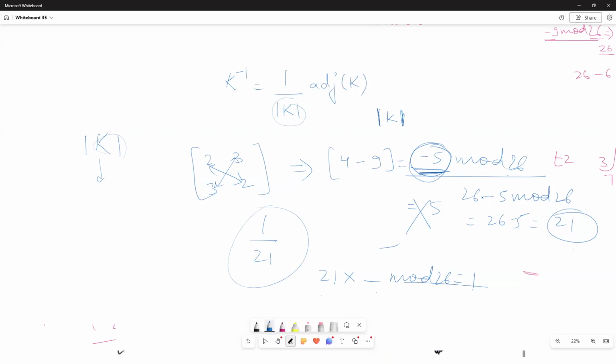Sometimes students get confused and just do 1 over 5. This is incorrect because it's negative 5. It will not be considered a positive 5 value. So always remember that. Do not make that specific mistake. Any questions so far with the Hill cipher technique?